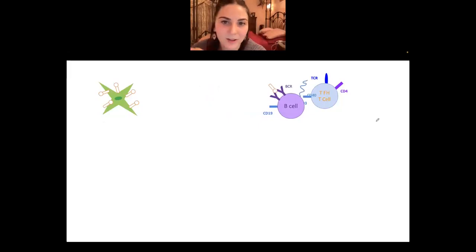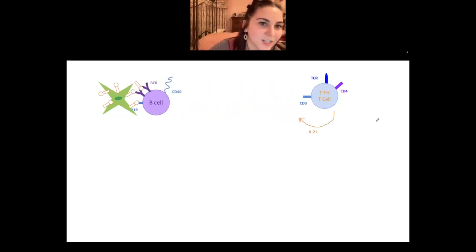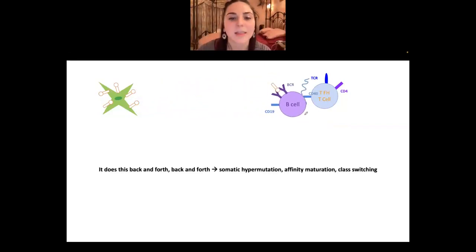It binds with the follicular helper T cell. It gets whatever cytokines. It goes back to the antigen. It retests the antigen. And it just does this back and forth, back and forth. This is somatic hypermutation. This is affinity maturation. So you're basically making a really strong B cell receptor specific for this antigen. You're going to get class switching if you need class switching, etc. It goes back and forth within the follicle.